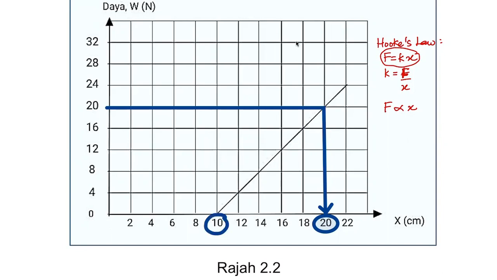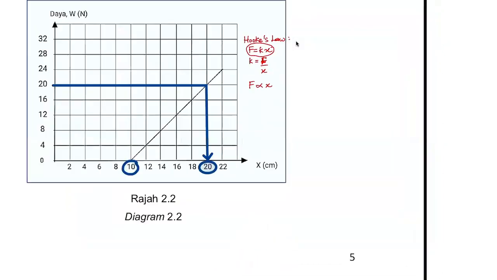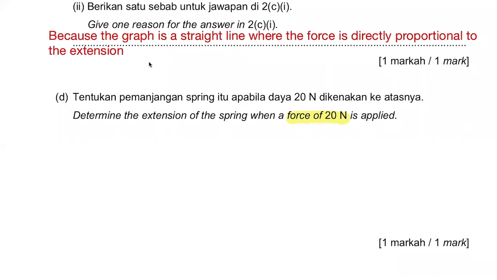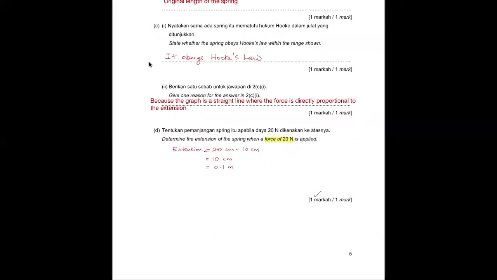So the extension would be 10 centimeter, or you can also write your answer in SI unit. The extension is 20 minus 10, so 10 centimeter or 0.1 meter. This is only 1 mark. If you are able to state the final answer with the correct unit, then you get 1 mark. So that is for questions involving Hooke's law.